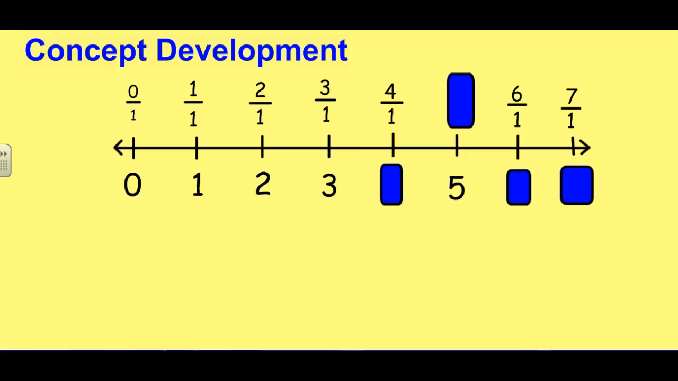So now we're going to take a look at the number line. You're going to see whole numbers and fractions on the number line. 0 over 1 would be 0 because when you divide 0 by 1, that's equal to 0. 1 over 1 is 1 whole, and 2 over 1 is 2. 3 over 1 is 3. 4 over 1 would be 4.